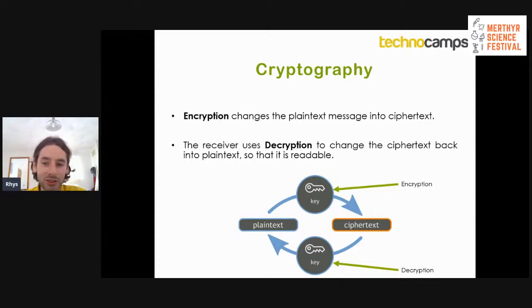So then we send the message and it gets encrypted like that. And then the receiver receives the message, and then they've got to do the reverse. So they've got to take the ciphertext and use the same key to decrypt the message back into plain text so that it can be read easily by the receiver. Okay, so that's basically the idea of how cryptography works, where we're encrypting plain text into ciphertext and then decrypting ciphertext back into plain text.